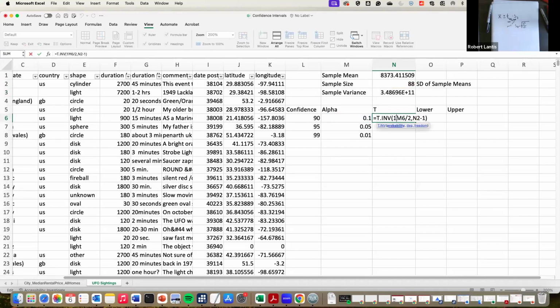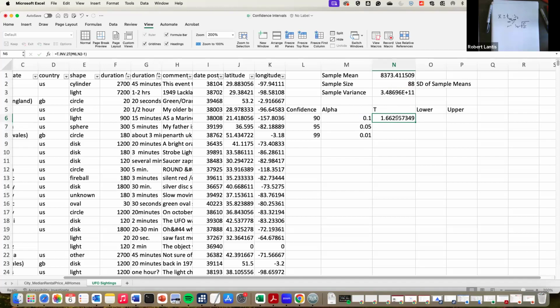We said we could do 1 minus alpha over 2, or I could use this T.INV.2T, right? What this does is, if you use this formula, all you have to do is tell it the probability you want. It's going to automatically divide it by 2 behind the scenes. And then you tell it your degrees of freedom, which is your sample size minus 1. Now this will return that same value, but positive.